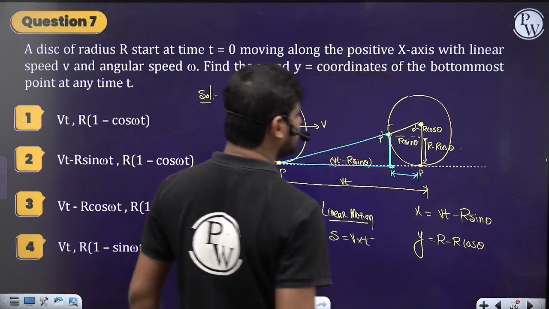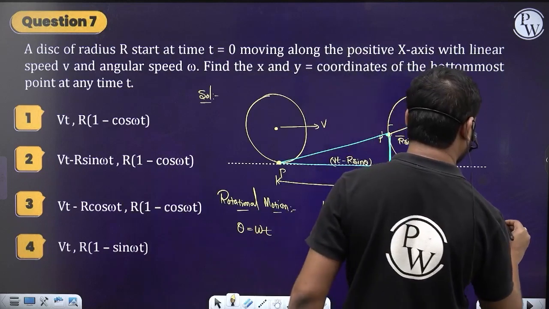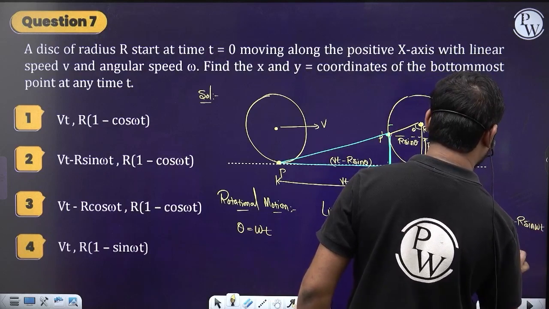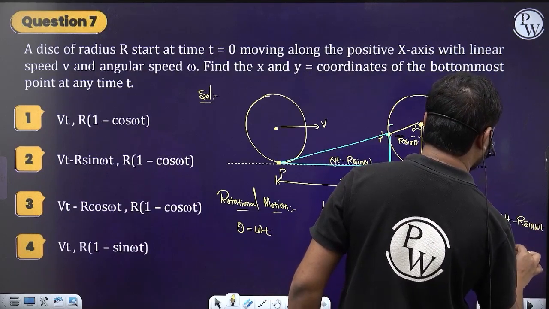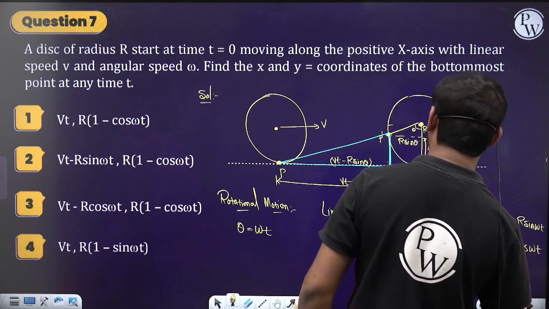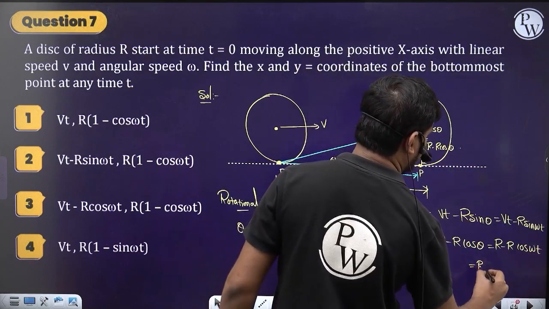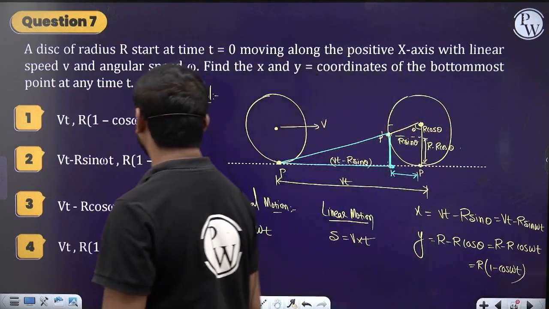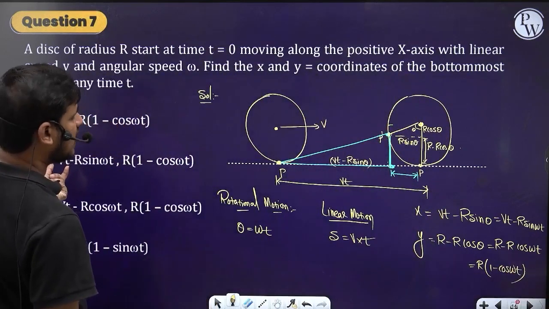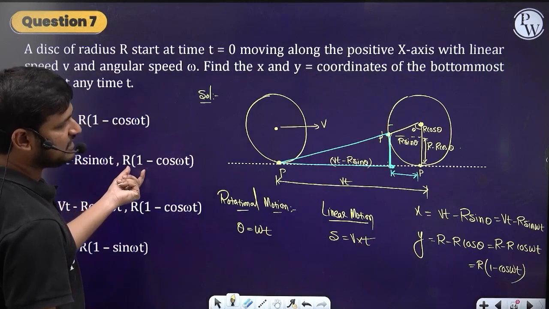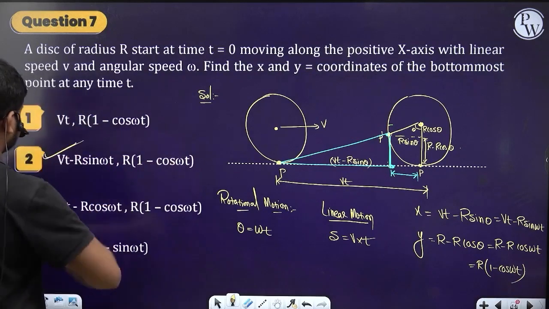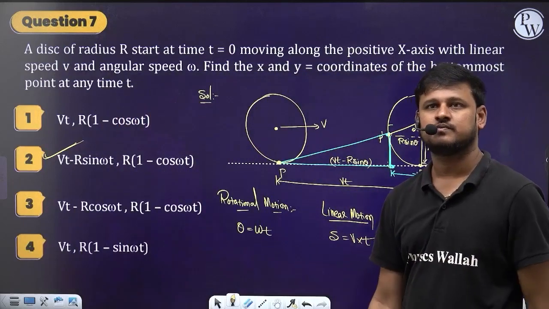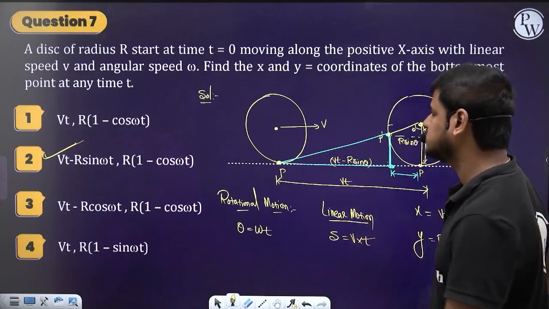So in place of theta you can substitute omega t. So you need Vt minus r sin omega t, and here you can write r minus r cos omega t. If you want, you can take r common, so r into 1 minus cos omega t. So Vt minus r sin omega t, and r into 1 minus cos omega t. Option 2 is the correct one. This is the general formula you can use in the previous question also. Understood, everyone? Chalo.